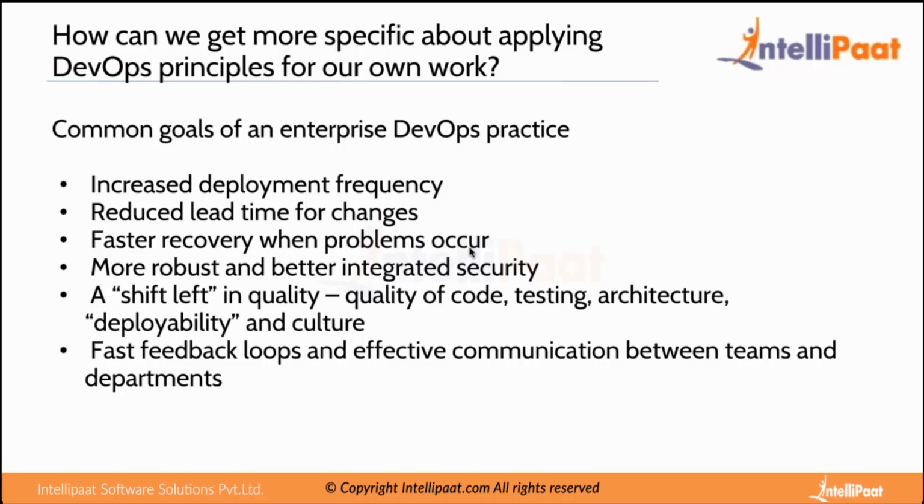And there is faster recovery when problems occur. What does that mean? If the server is down or some software problem has occurred, since the DevOps tools are automated, they can roll back to the earlier working version. So very quickly everything happens. And there is a shift left in quality of code, testing and architecture. What does that mean? There is a complete change in the way things worked in testing and deployability because everything has been automated. If the tests for a certain code fail, then automatically it gets rolled back. It is not implemented in the production version.